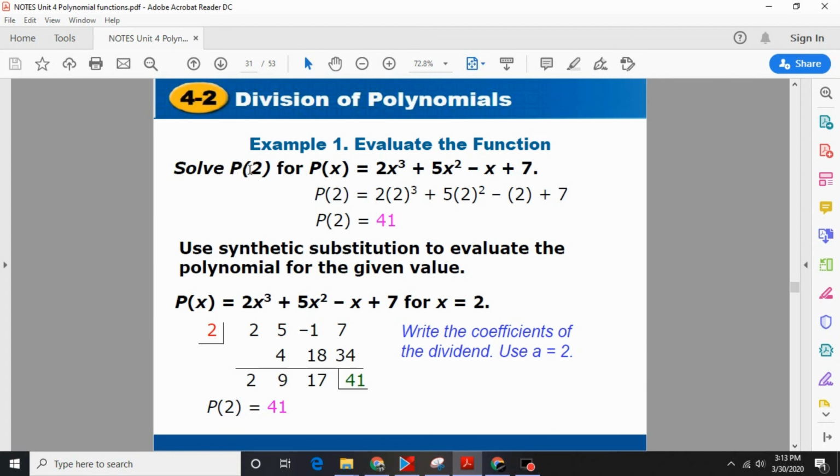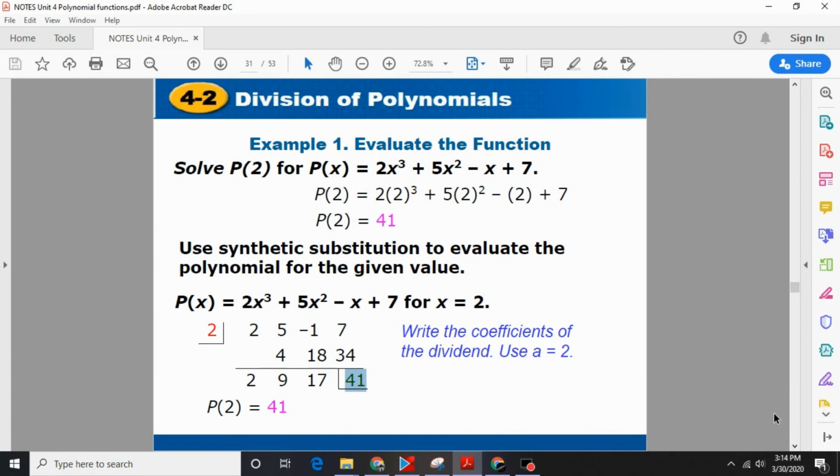So I want to evaluate p for 2 given this polynomial 2x cubed plus 5x minus x plus 7. I can plug it in the standard way and I get a value of 41. But I can also call my a value 2 and use synthetic division and I'm going to reach the exact same answer. So it doesn't matter which method I use.